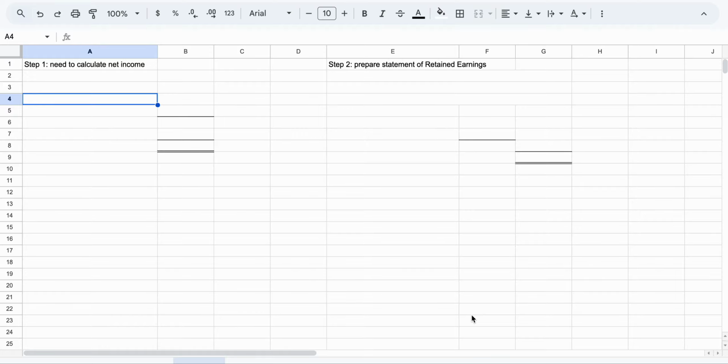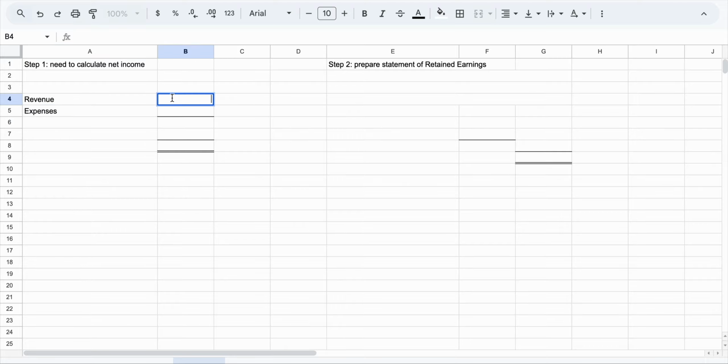So basically everything is, I'm pretty sure, given by the question. So there's not going to be too many side calculations or anything like that. So it's going to be a pretty quick video. The first thing we need to do is calculate net income. So that's just revenue minus expenses.